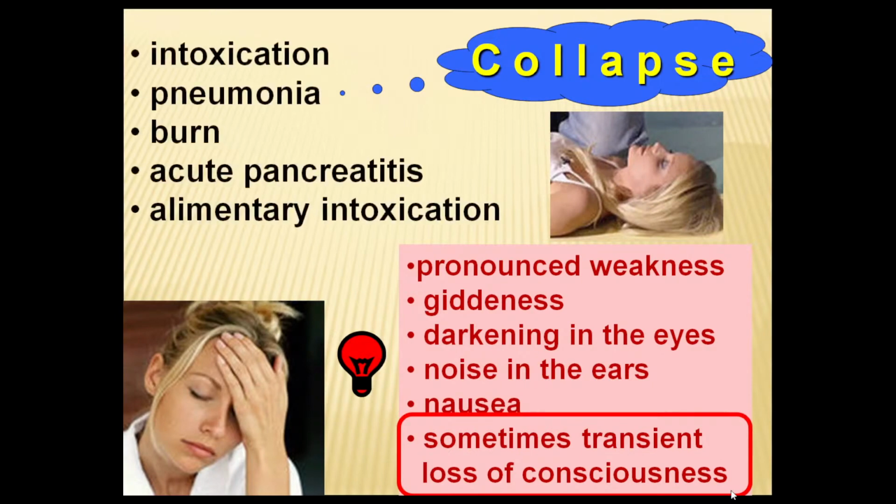Collapse usually appears in patients with intoxication, pneumonia, after some burns, and maybe after some severe diseases such as acute pancreatitis, any intoxication. In other words, collapse is characteristic for groups of patients who were sometimes on strict bed regimen, and when the regimen is widened, we explain that the patient should get up gradually, not suddenly as in a completely healthy period.